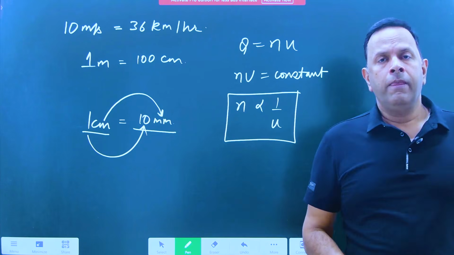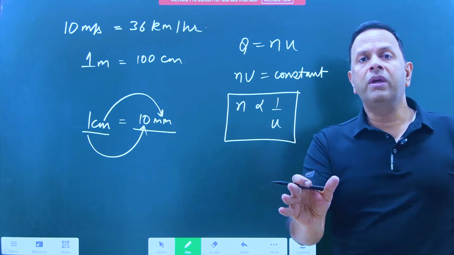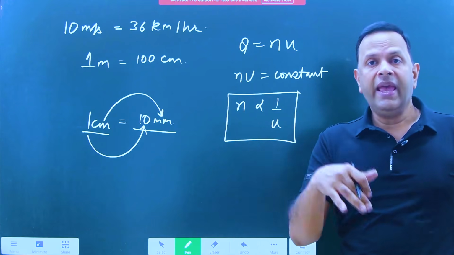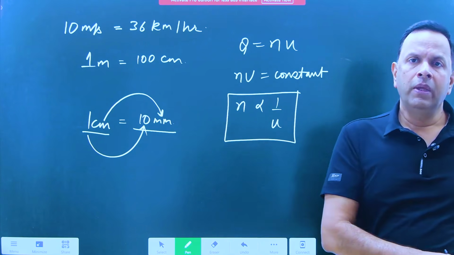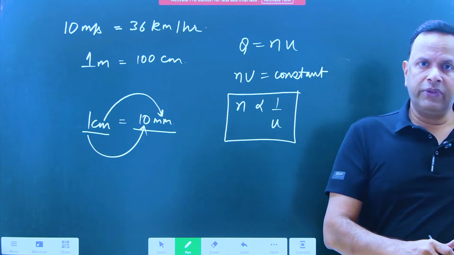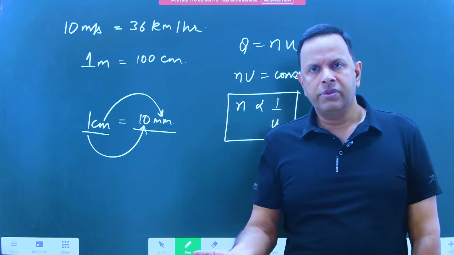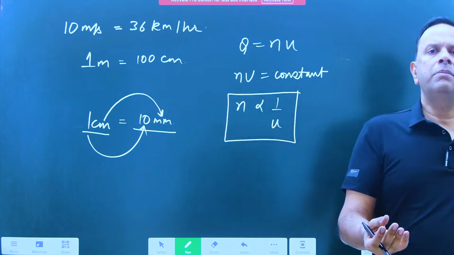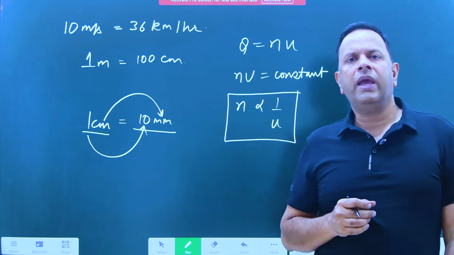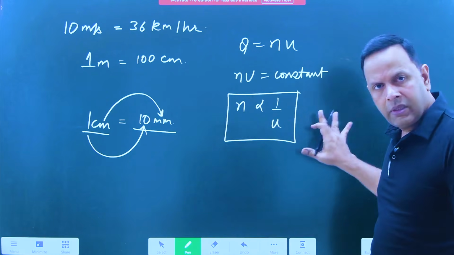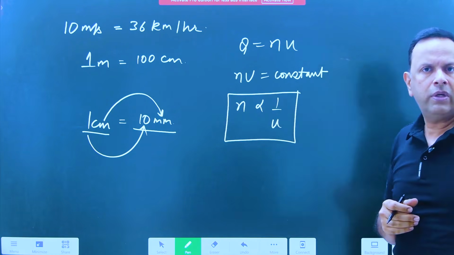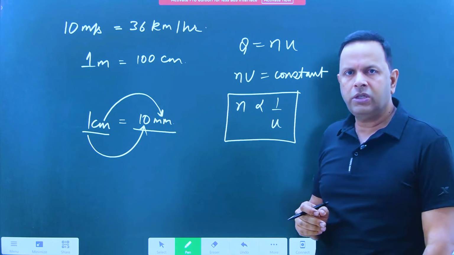What does it mean? It means that if u becomes 10 times, n will become 1/10. If u becomes 1/5, n will become 5 times. So this is a simple conclusion which we can make from this type of inverse proportionality representation.